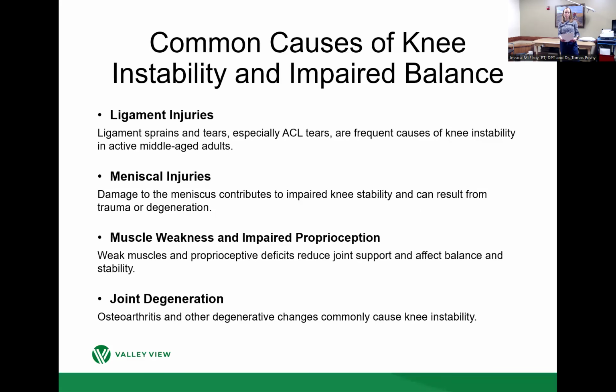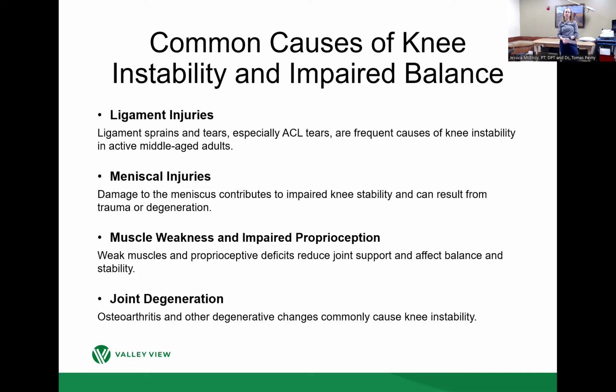What are factors that contribute to instability in the knee and impaired balance? While within the body, we can look at ligament injuries, meniscal injuries, muscle weakness and impaired proprioception, and joint degeneration. Ligament sprains and tears, especially ACL tears, are frequent causes of knee instability in active middle-aged adults. Damage to the meniscus contributes to impaired knee stability and can result from trauma or degeneration. Weak muscles and proprioceptive deficits reduce joint support and affect balance and stability.